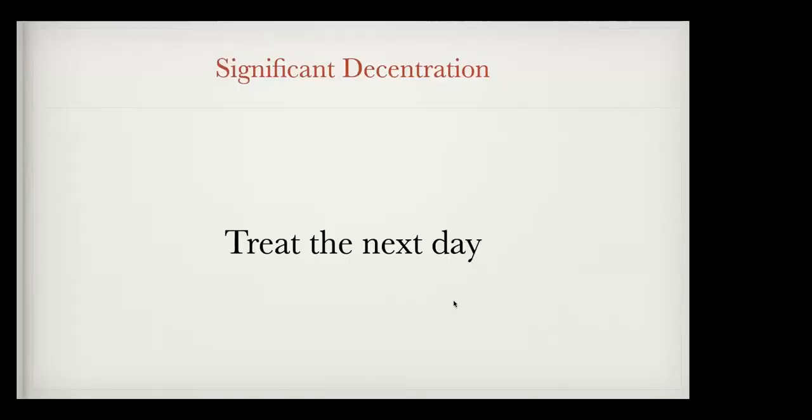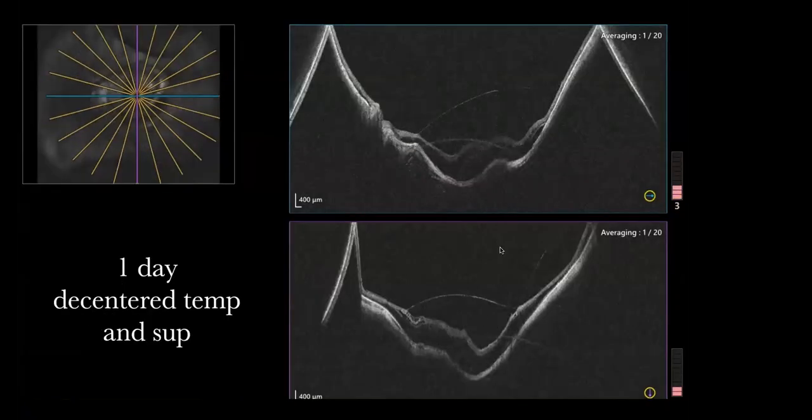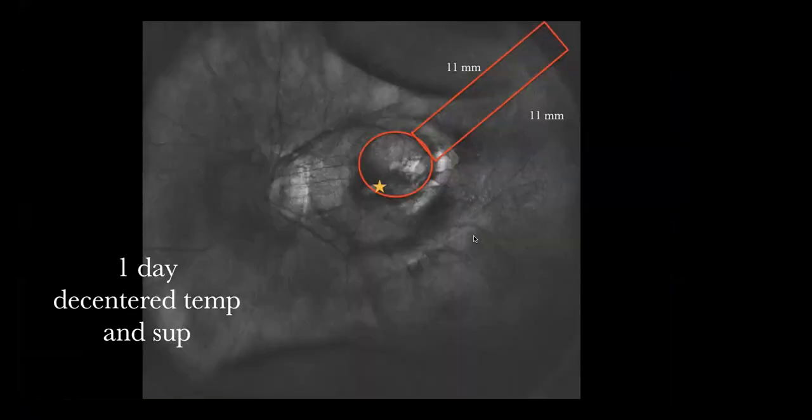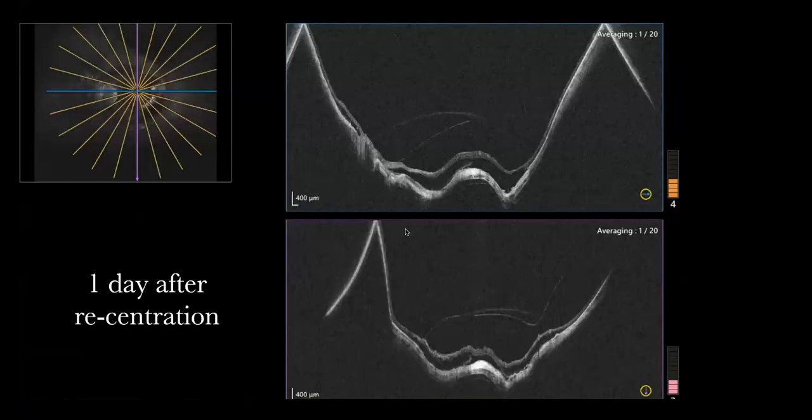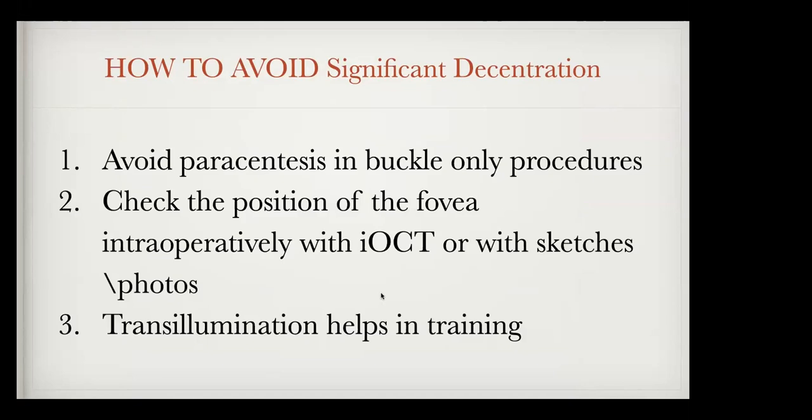But if you have significant decentration, like in this case, pre-op and post-op, I thought it was too decentered and the patient lived very far away. So I take them back to surgery 1 day. At 1 day post-op, you have to redo. This is the decentered version. See, the star is the fovea, and in red, I highlighted the position of the buccal. And this is after recentration. It was perfect. And this is how it looked after recentration.